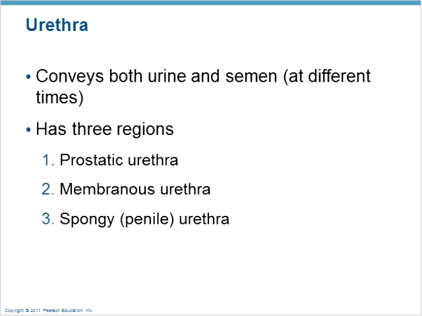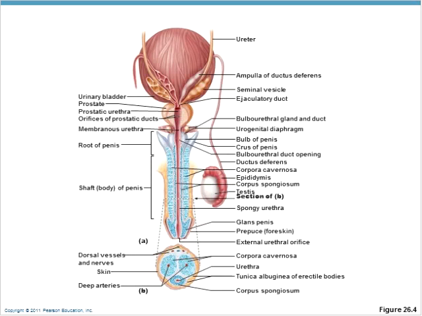As we said, the urethra conveys both urine and semen at different times. It has three regions: the prostatic urethra, the membranous urethra, and the spongy or penile urethra. And we already talked about that as we went down the urethra before.